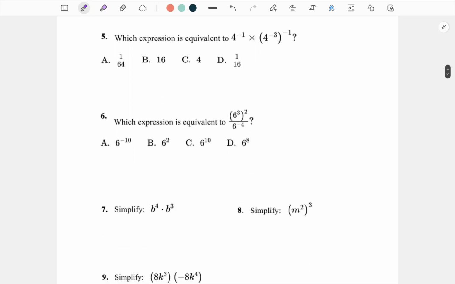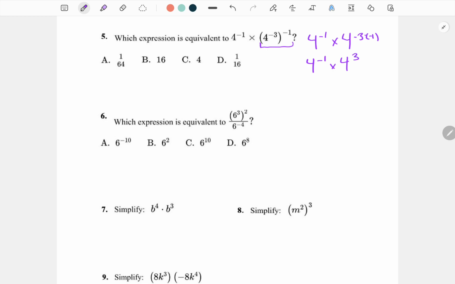So at number 5, we have a multiplication. We also have a power to a power. We're going to do the power to the power first, which is this part right here. So I'm going to write 4 to the negative 1 still, keep that the same, and then apply my power of a power, which means I'm going to keep my base as 4 and multiply negative 3 times negative 1. Negative 3 times negative 1 is positive 3. So I have 4 to the positive 3.